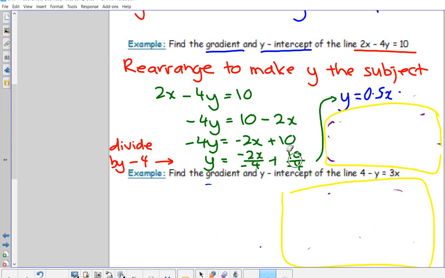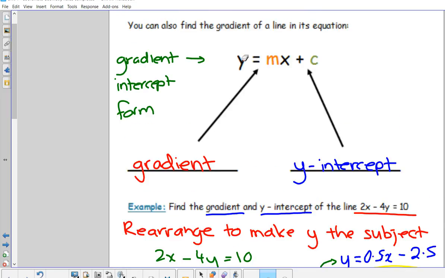It would give you minus 5 over 2, or you can say subtract 2.5, that's the same thing. So you could have had the decimal answer or the fraction answer. And now the great thing about it is you've got it in gradient intercept form. To see gradient intercept form, y equals mx plus c. m is the gradient, c is the y-intercept.